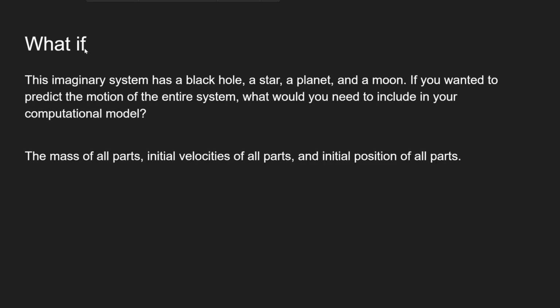Okay, and what if the system had a black hole, a star, a planet, and a moon? What would we need to know? Well, we would need to know all initial velocities, all initial positions, and all masses, and we should be able to predict a computational model.